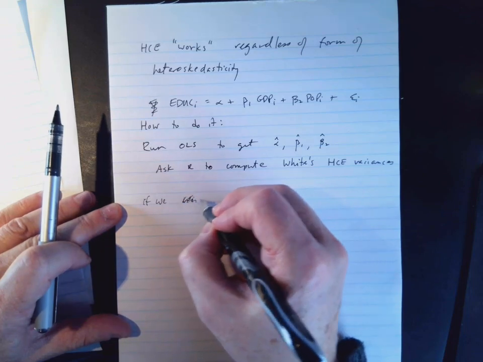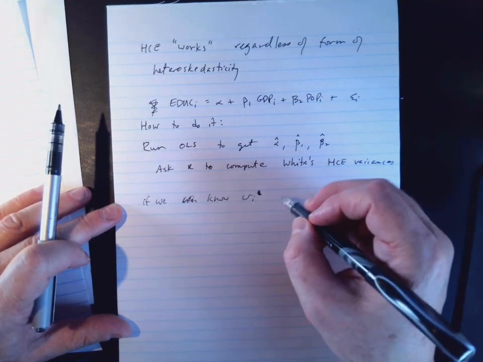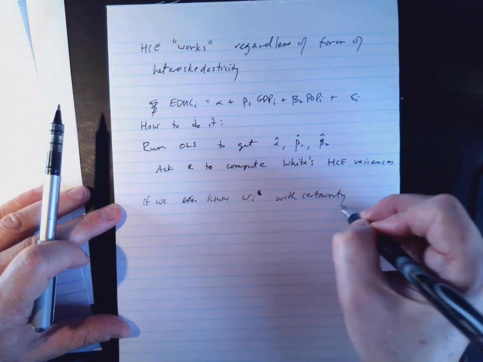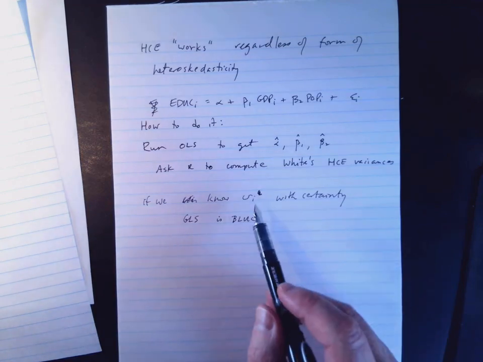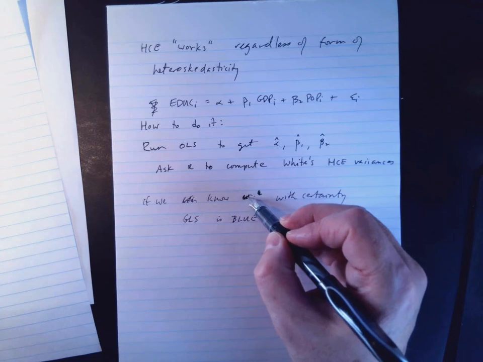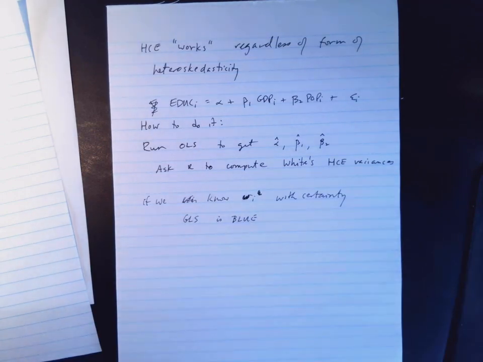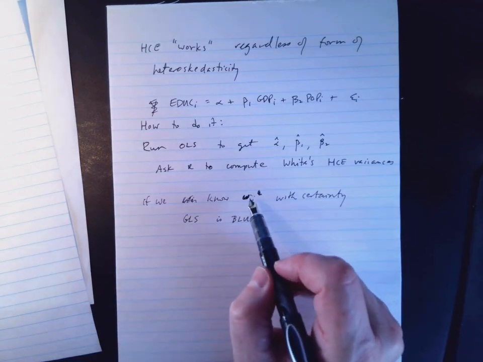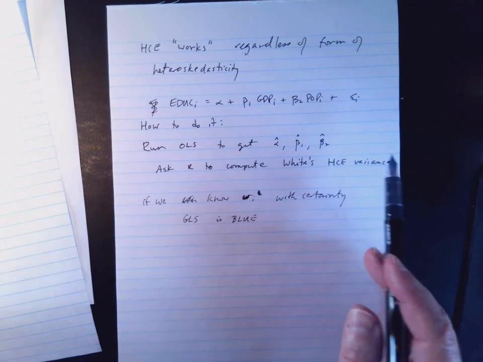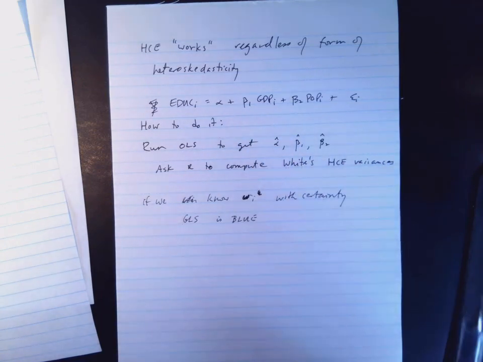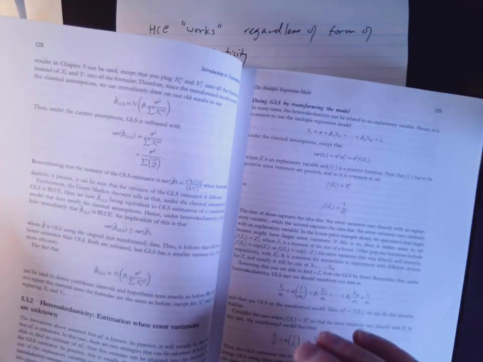So if we know omega, well, squared, but we don't square it. If we know omega with certainty, GLS is BLUE. So if you are in a situation where you know the exact form of the heteroskedasticity, then GLS is the most efficient estimator. Since we're never really in that situation, this is the practical alternative. Apply a transformation that makes sense, and then otherwise run the HCE solution.